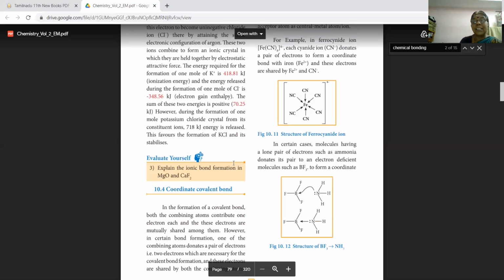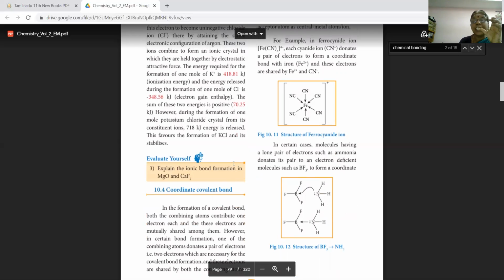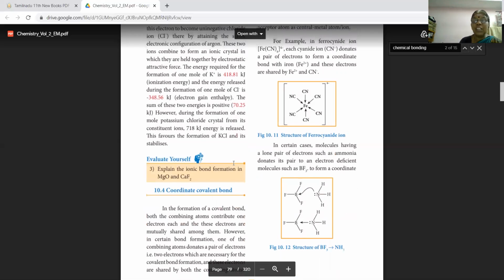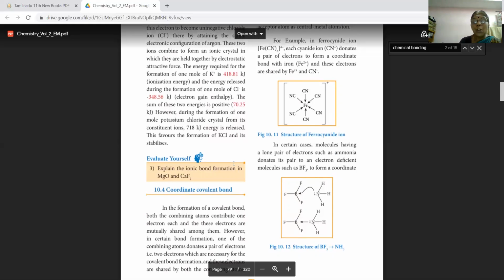In certain cases, molecules having a lone pair of electrons, such as ammonia, donate the pair to an electron-deficient molecule such as BF3 to form a coordinate bond.